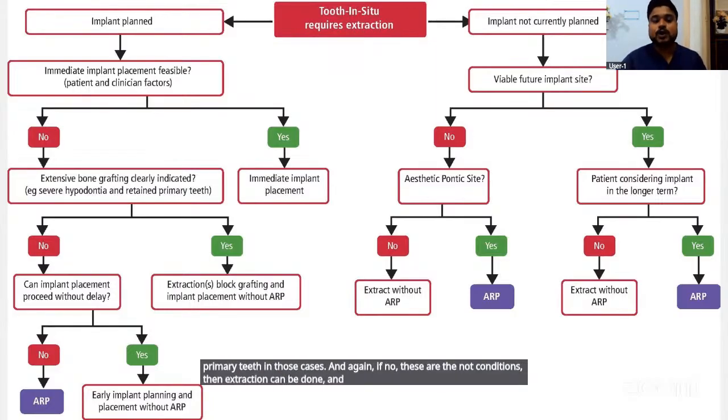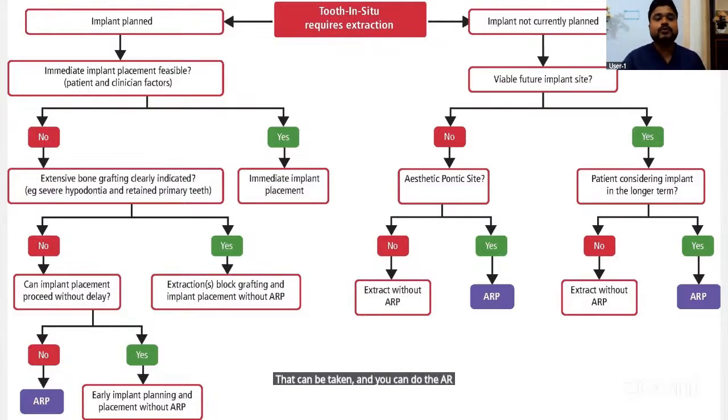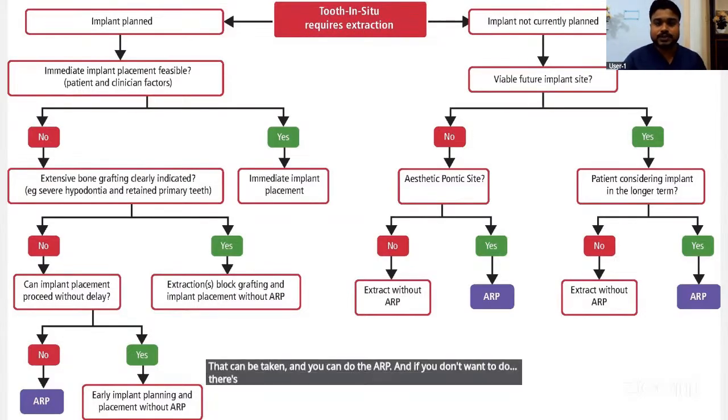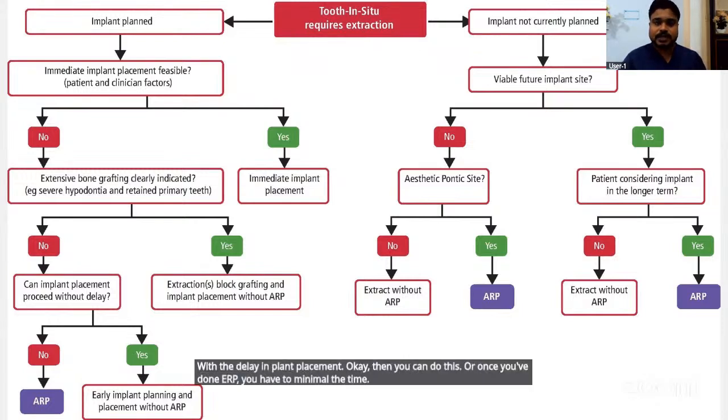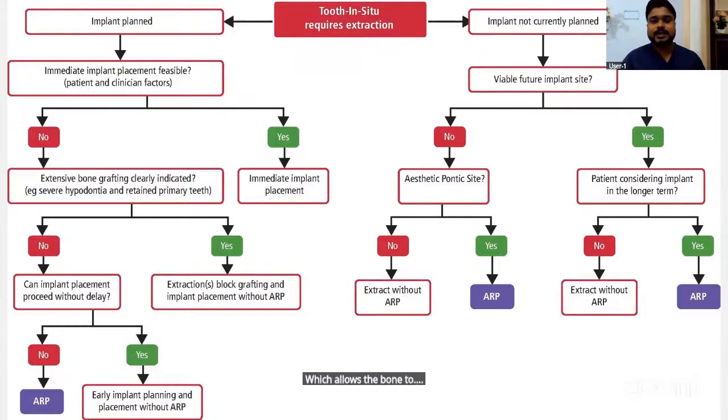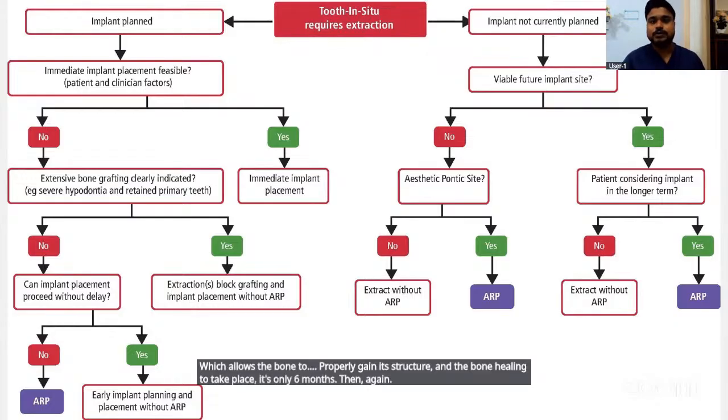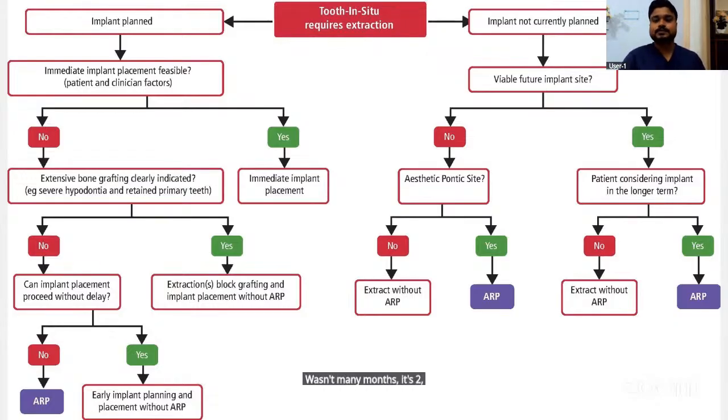And as I told, block grafting, so autograft can be taken from the symphysis region and the ramus, and you can do the ARP. And if there is a lot of infection, you may want to just wait and let the periapical lesion heal on its own. So you can wait and then plan for the implant placement with delayed implant placement. Or once you have done ARP, you have to allow a minimal time for the bone to properly gain its structure and for the bone healing to take place. It's 6 months, or a minimum of 6 to 8 weeks.